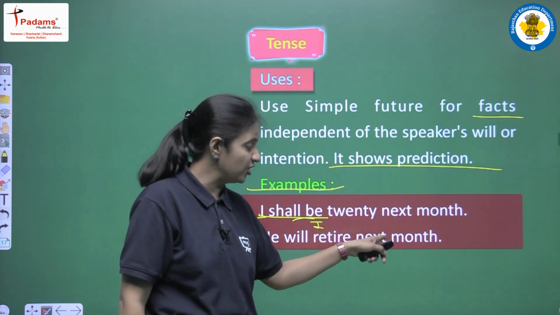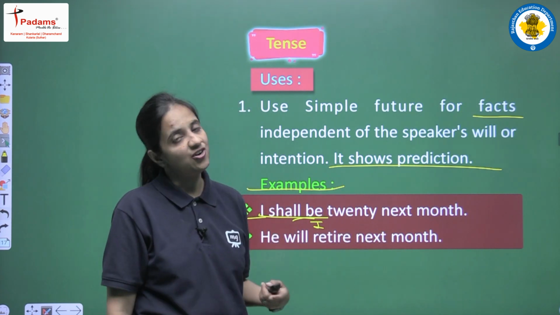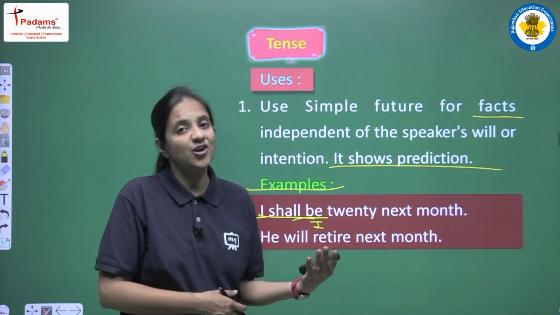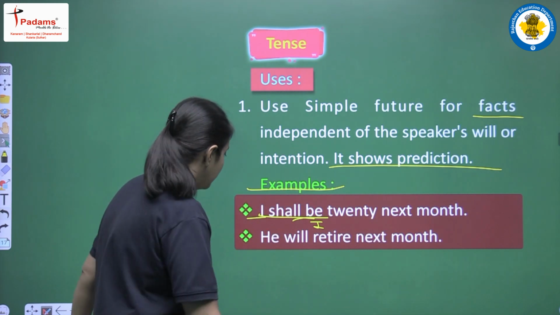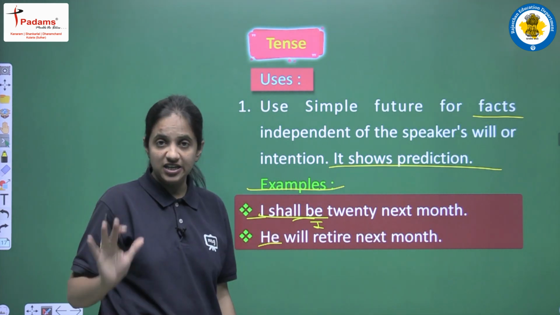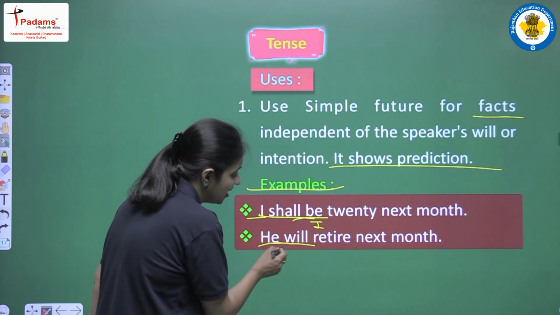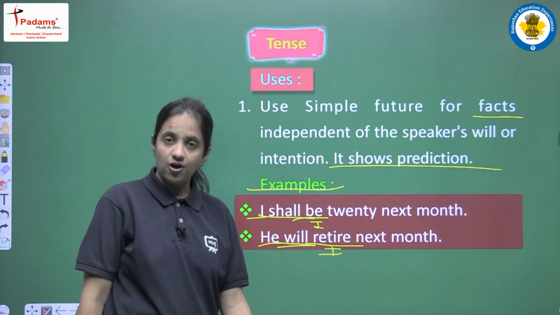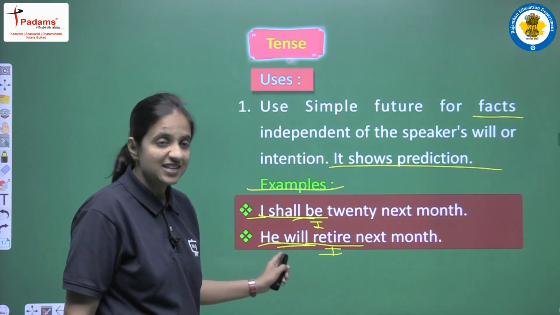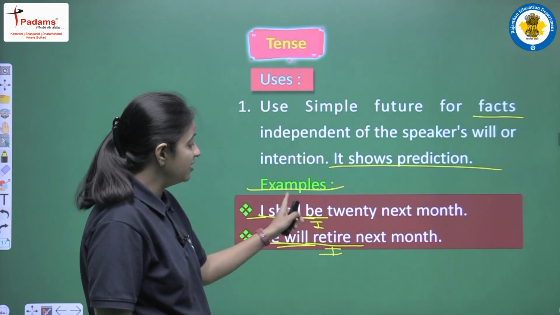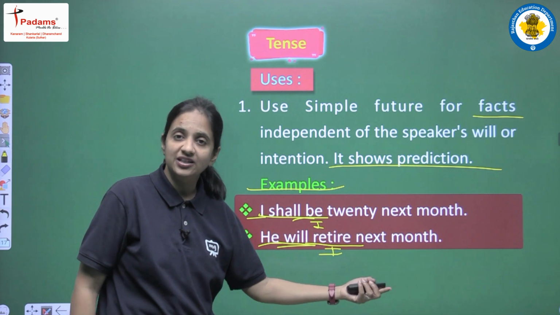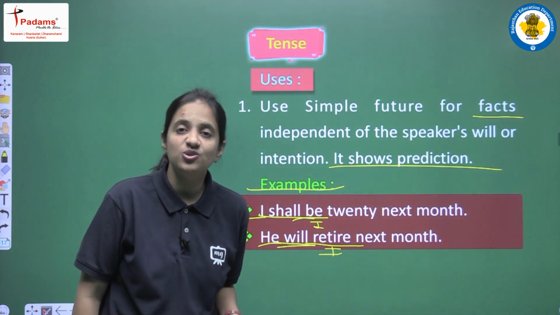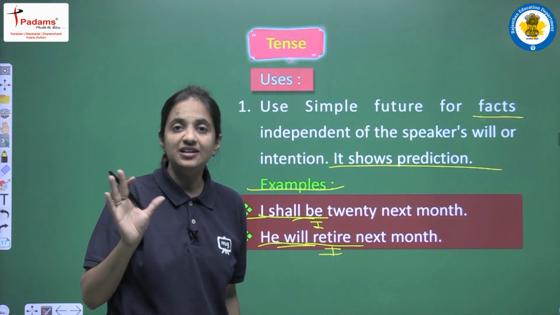Here again we are talking about the future time, the coming month, the next month, and as a subject we have he. This is the reason we have will here, and with will also we have the first form, that is retire, and the sentence will be he will retire next month. So this is the very first use of future simple tense.